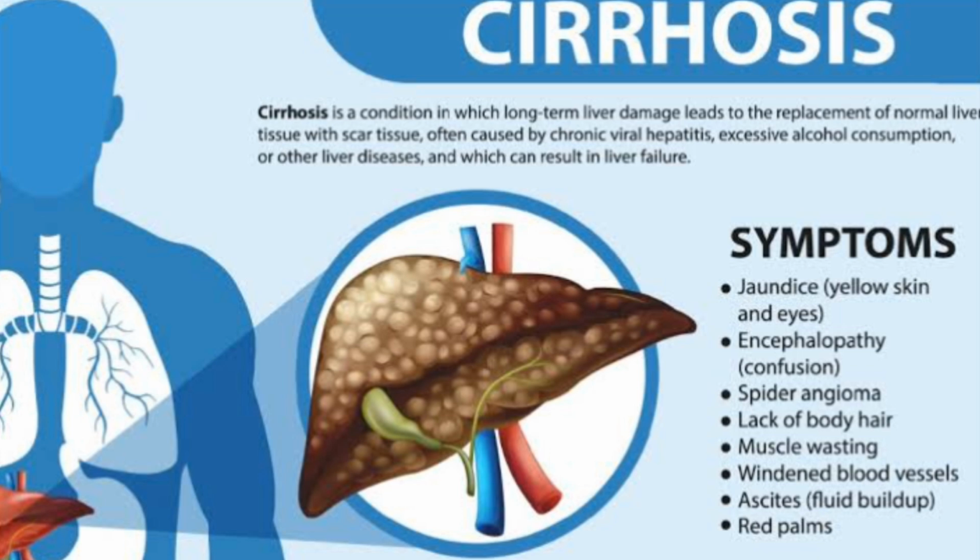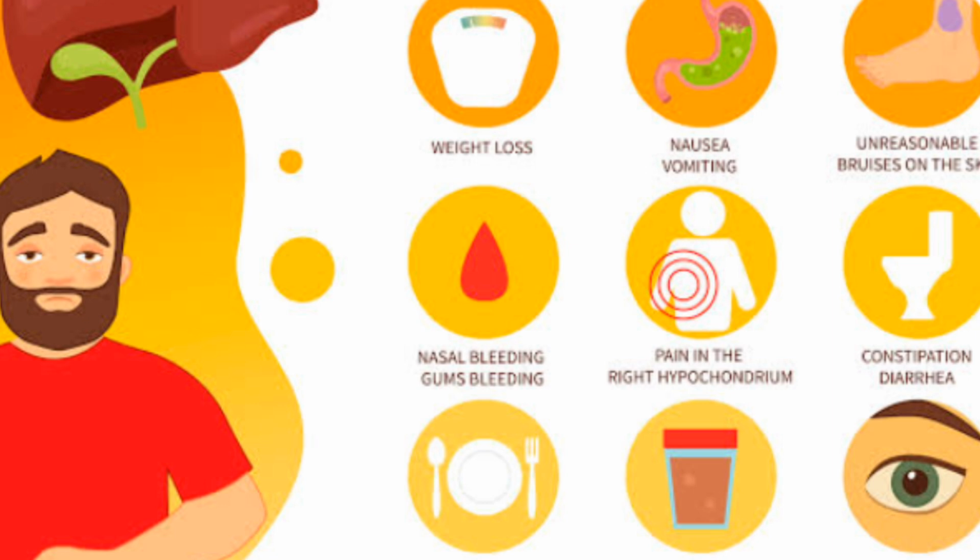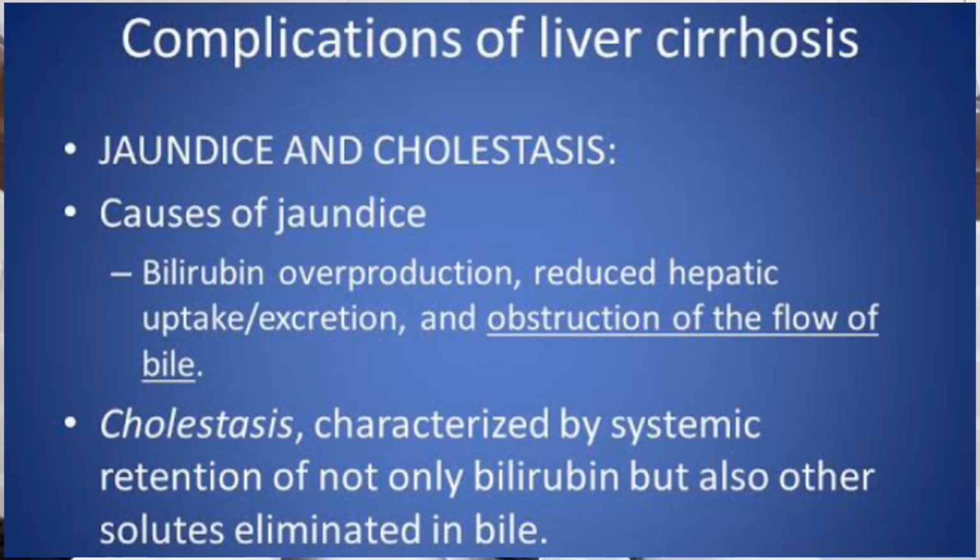What are the symptoms and complications of cirrhosis? The symptoms are fatigue, weakness, loss of appetite, weight loss, jaundice, abdominal distension, itching, confusion, that is hepatic encephalopathy. Among complications are portal hypertension, ascites, variceal bleeding, hepatorenal syndrome, hepatocellular carcinoma, and spontaneous bacterial peritonitis.